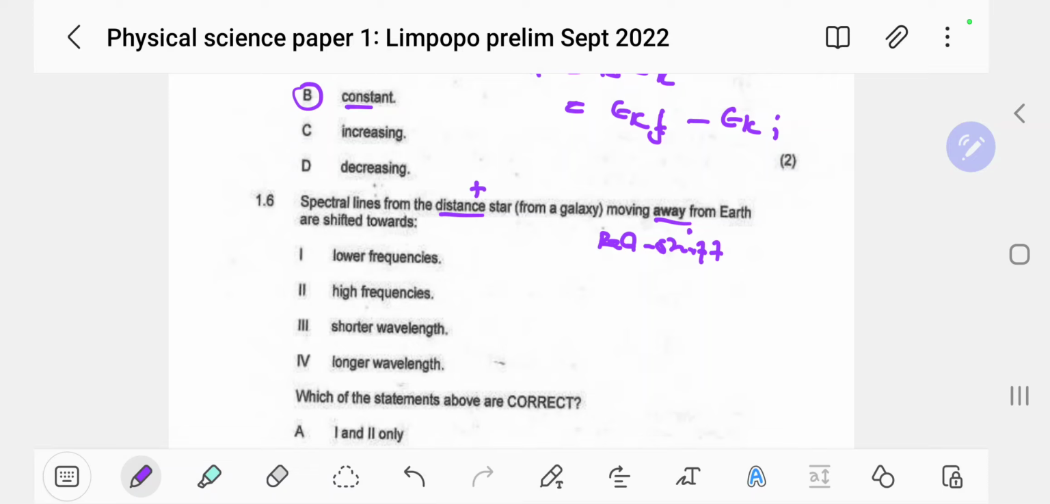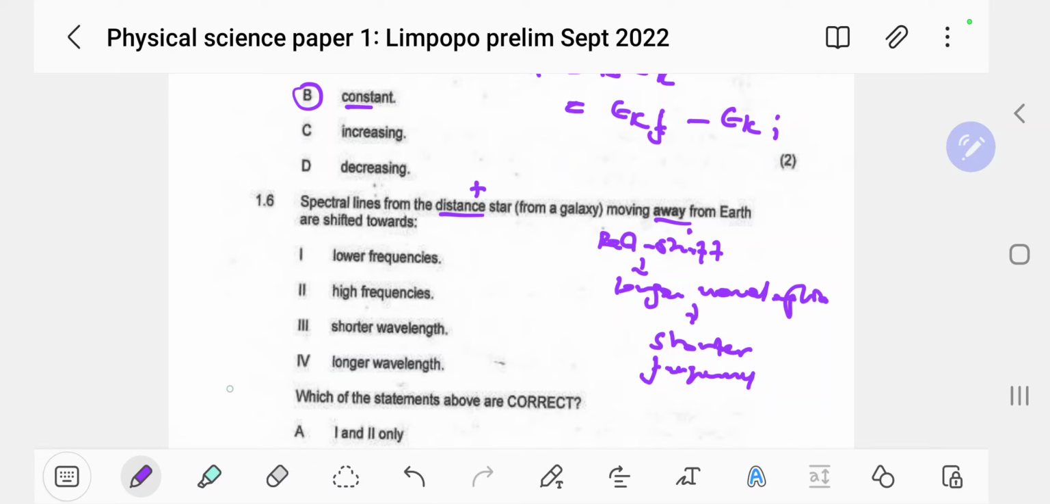Okay, so that's a red shift. Red shift means longer wavelengths. And then, of course, if that's a longer wavelength, it means shorter frequencies. Okay, so that is the story that we're talking about when we're talking about this.